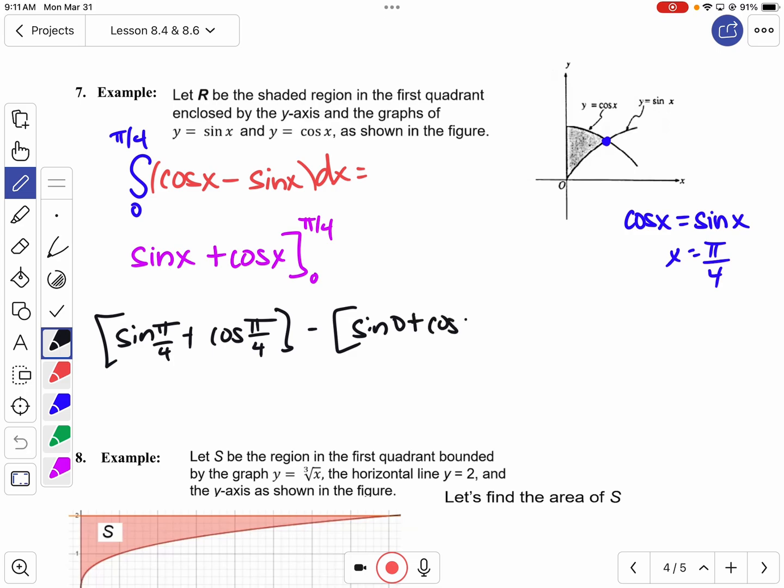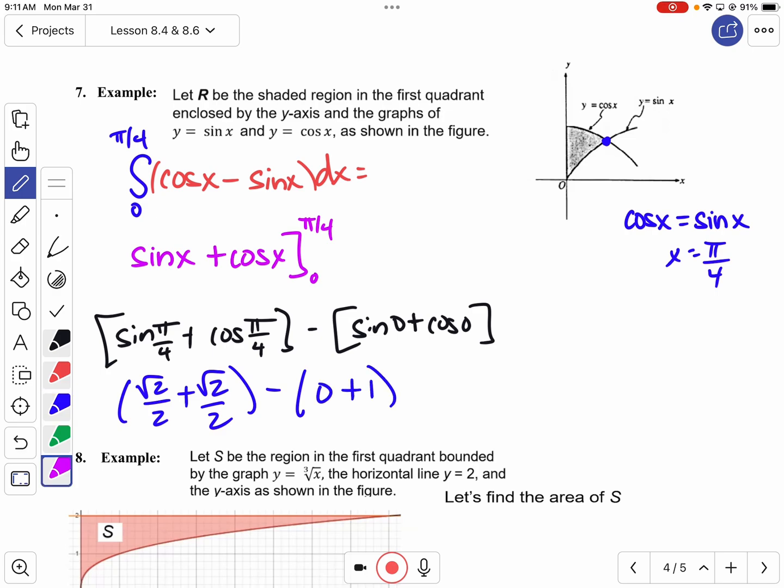plus cosine at 0. Okay, we get our values: square root of 2 over 2 plus square root of 2 over 2 minus, sine at 0 is 0, cosine at 0 is 1. Now, I have two square roots of 2 over 2. How does that simplify? Square root of 2. Just square root of 2 minus 1, and that's an exact answer. This was 2 square roots of 2 over 2, which is just a square root of 2. Okay? How'd you do?